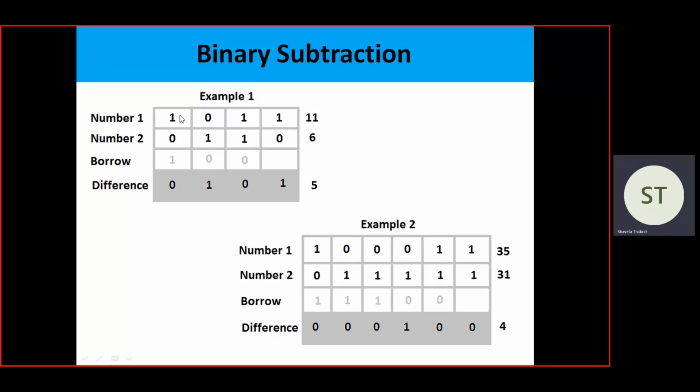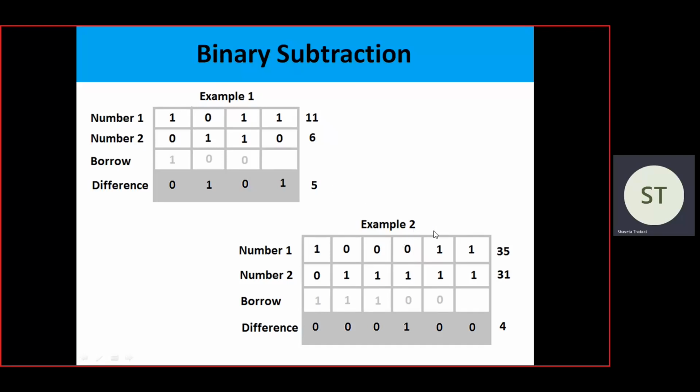Here what we are doing is subtracting this 0 from 1, that is 1 minus 0. So 1 minus 0 is 1. Now we have to subtract this borrow from that difference. So the difference of 1 minus 0 is 1, and that difference minus borrow: 1 minus 1 will be 0. So finally we get the difference as 0, 1, 0, 1. 11 minus 6 should come out 5, and the equivalent value in binary for 5 is 0101. So in this way we can verify the result of binary subtraction.